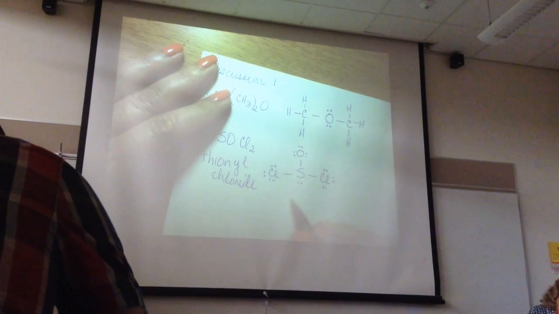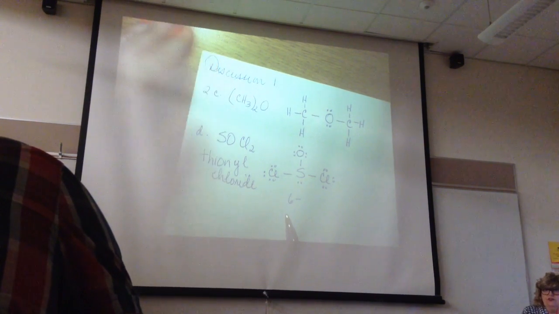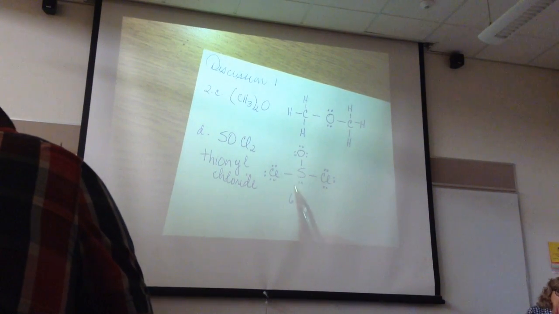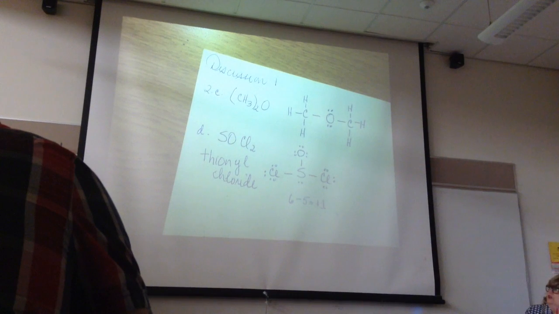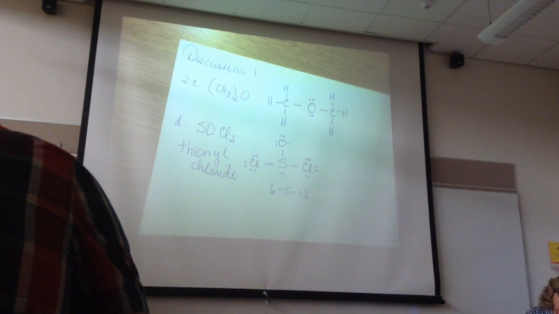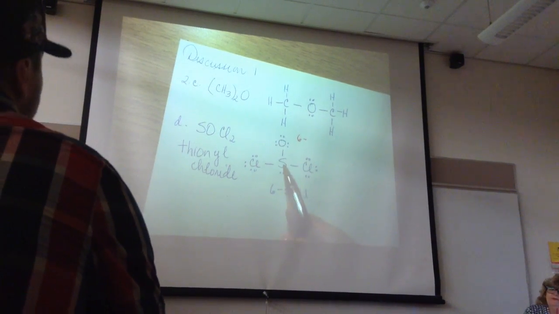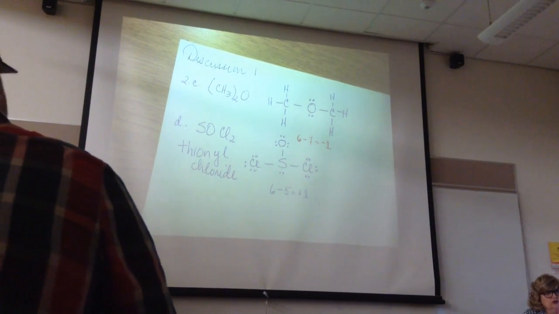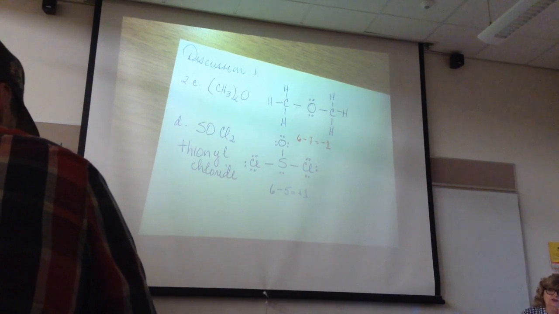When I look at sulfur, sulfur is in group 6. It has 6 valence electrons. And now it has how many that belong to it? 5. So there's a +1 formal charge on the sulfur. If I look at the oxygen, it starts out with 6, and now the oxygen has how many that belong to it? 7. So the charge on the oxygen is a -1. Good Lewis structures should have no formal charges on any of their atoms, okay?